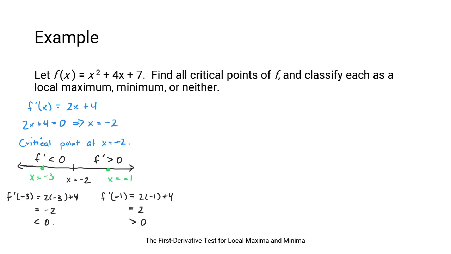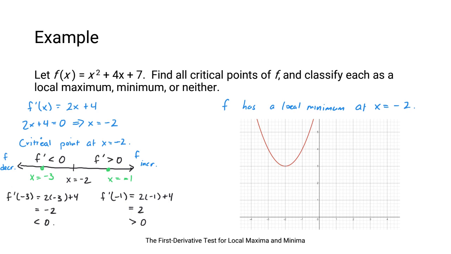What does this tell us about f? This tells us that f on the left side is decreasing, and on the right side, f is increasing. And if f goes from decreasing to increasing, then we expect that f is going to have a local minimum at x equals -2. We can verify that by drawing the actual graph of f.